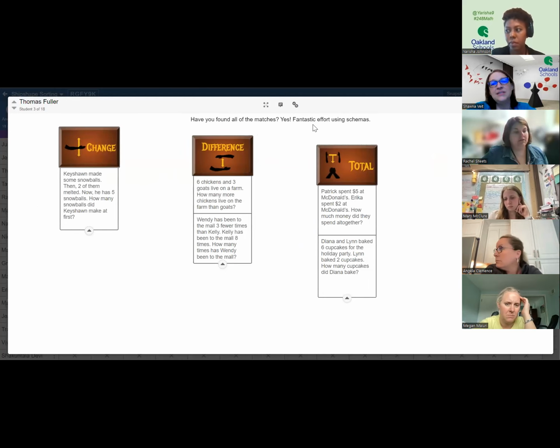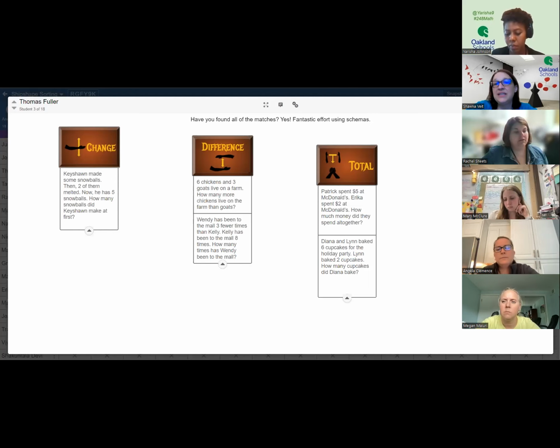Fantastic effort using schemas. So we went back and forth between praising the effort and making good connections with what we want them paying attention to, and then asking them to perform a gesture, to let us know how they liked the activity, all of that feedback that we really want to get from students.